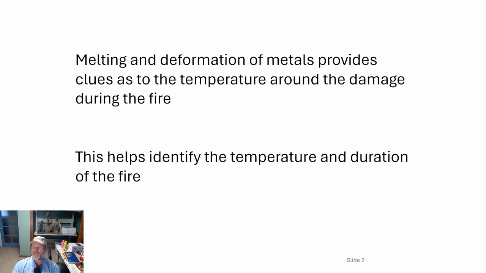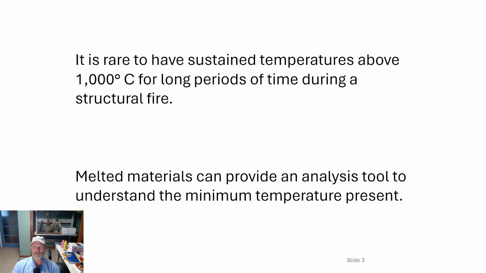So melting and deformation of metals provides clues as to the temperature around the damage during the fire. And what that does is it helps us identify both the temperature and duration of the fire. What you'll observe is typically flashover fires. The number used is usually about 975 degrees Celsius as the delta between ambient and what the flashover conditions are, the maximum temperatures. But I want to be clear.